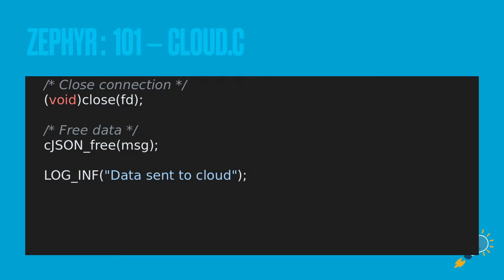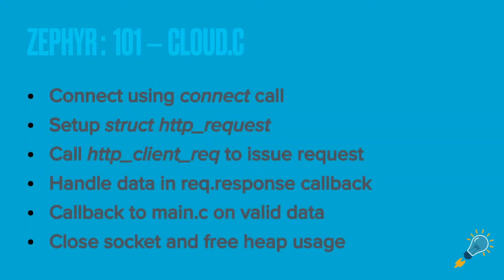We're using the correct free function for cJSON. So the one I mentioned before, you can't use kfree for anything generated with cJSON. You have to make sure you use cJSON free, or it'll basically cause your application to bork, and you don't want that. And then at the end here, I'm just getting a log message to say, hey, everything was sent to the cloud.